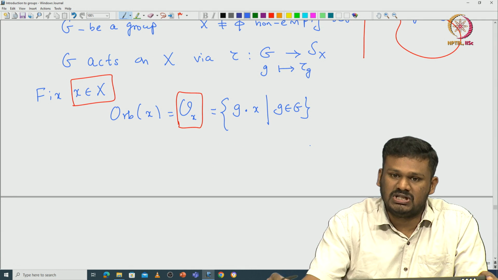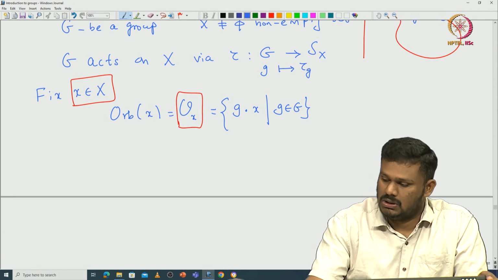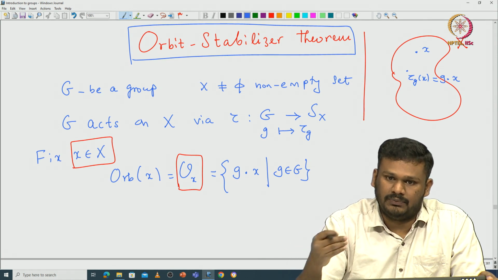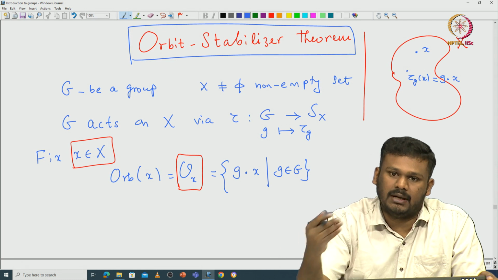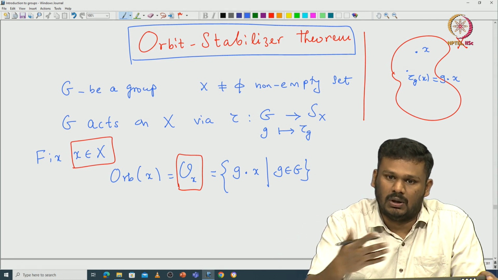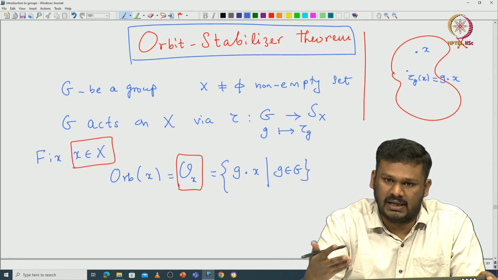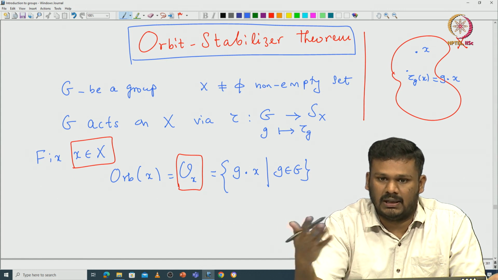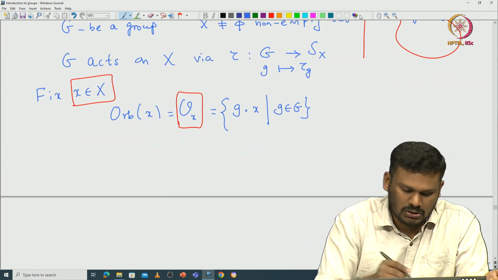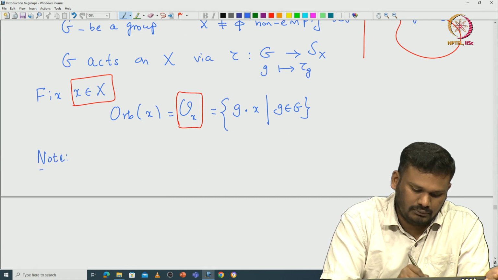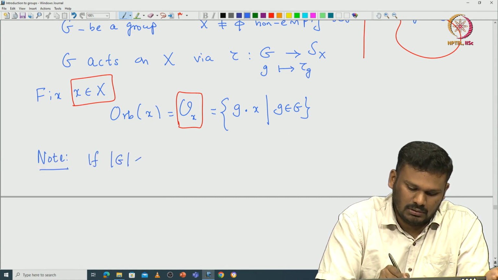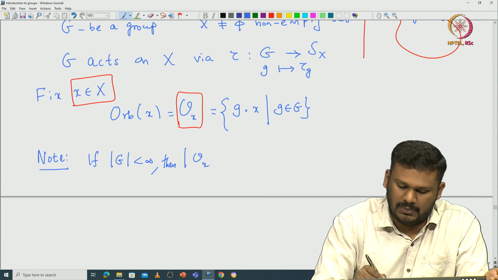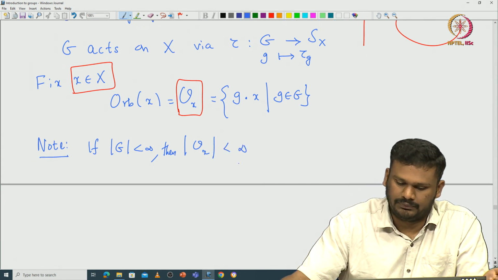So for example, if G is a finite group, then what will happen? There are only finitely many elements in capital G. So if you look at the orbit of this x, then it can be at most finitely many, because you are looking at images of this x under the action of capital G, but capital G itself is finite. So you can have only finitely many. Okay. So note, if the group is finite, then the orbit is also finite.